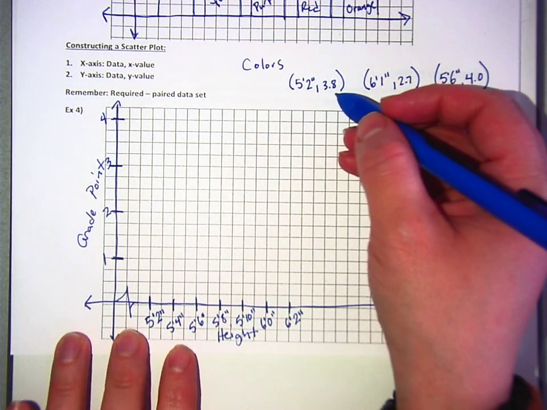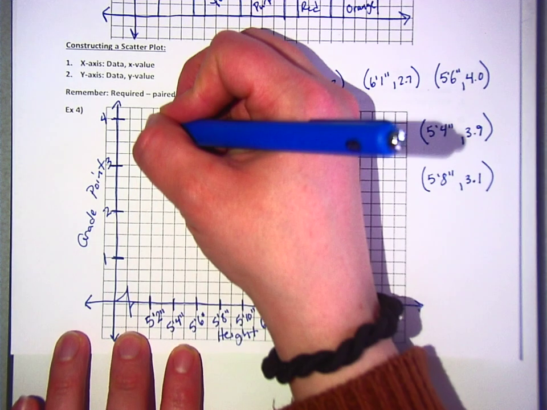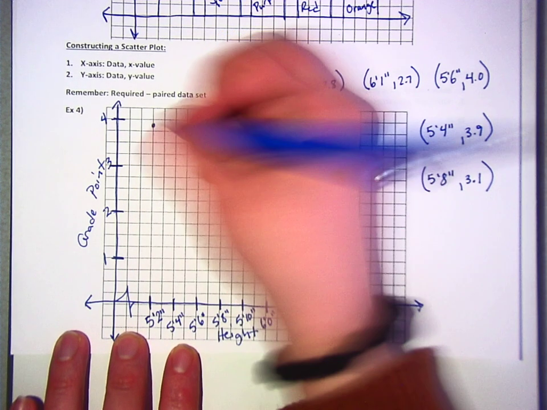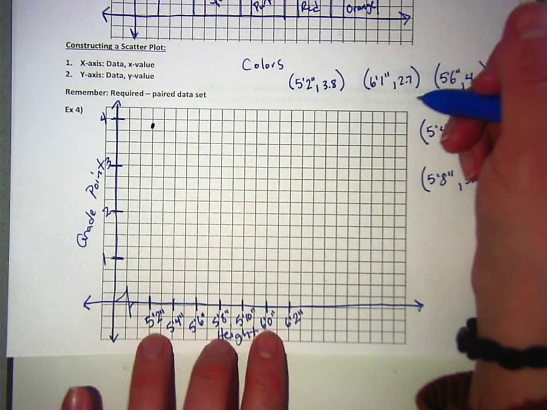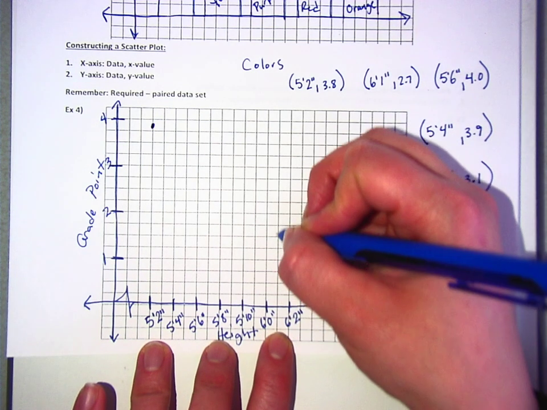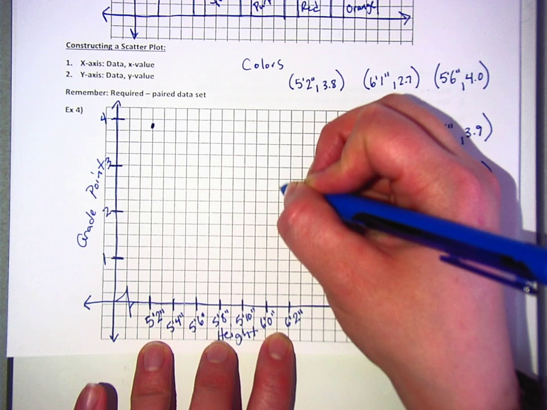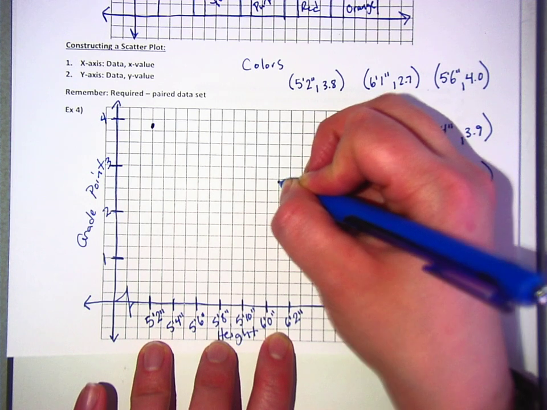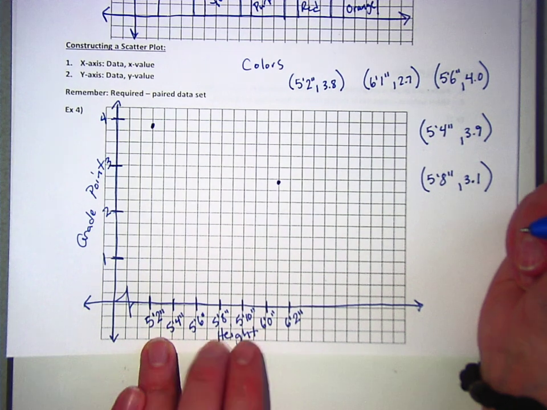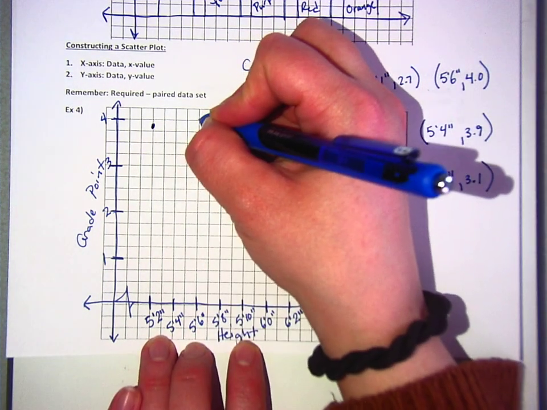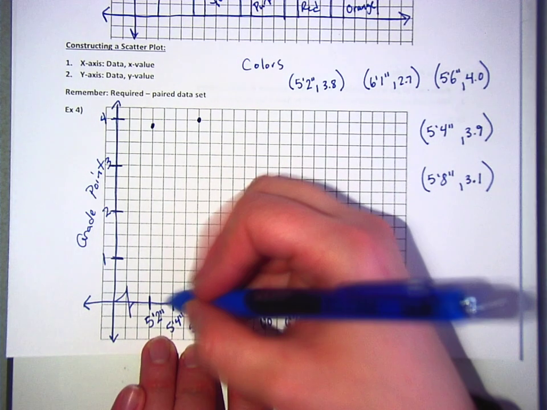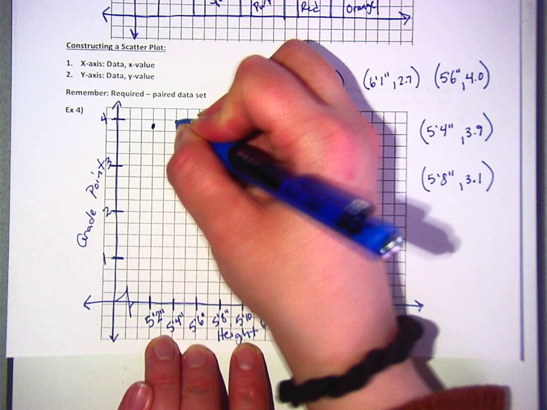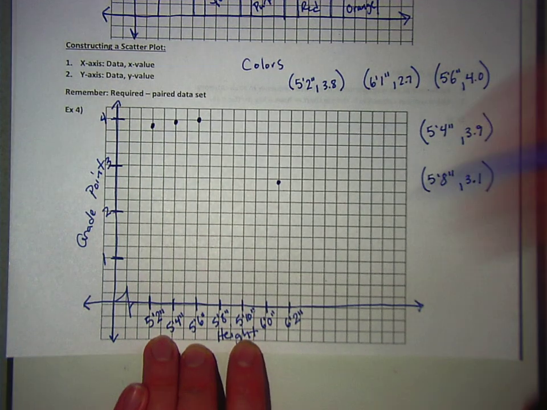And then you start graphing the points. You do not connect them at all. So 5.2 is about 3.8. Six one is 2.7. Five six is 4.0. 5.4 is 3.9. 5.8 is 3.1.